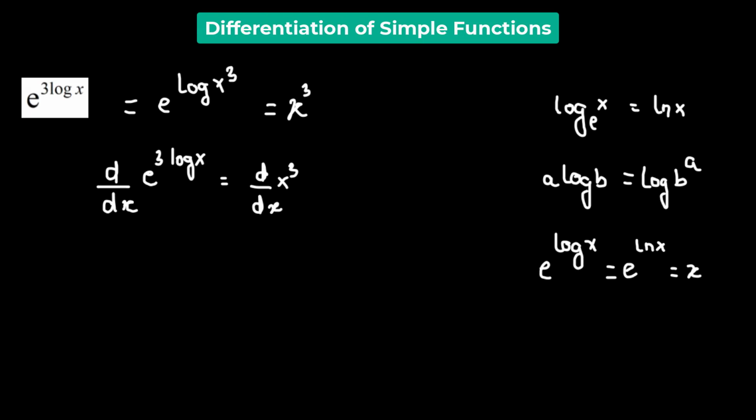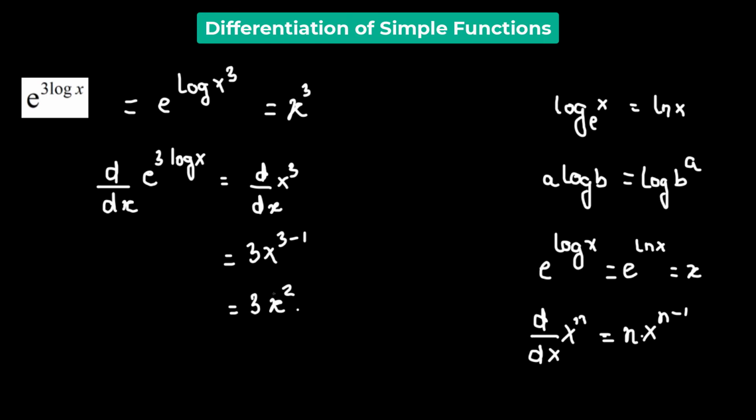Now we use the standard result of d/dx of x raised to the power of n, which is equal to n times x raised to the power of n minus 1. So we'll get 3 times x raised to the power of 3 minus 1. So this will be equal to 3x squared. So this is the derivative of our given function with respect to x.